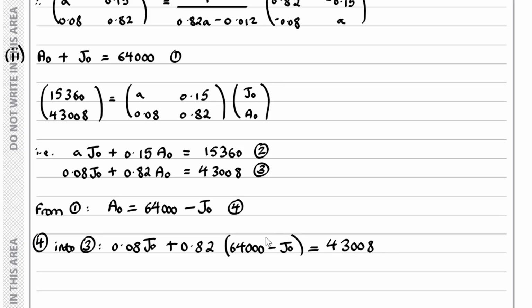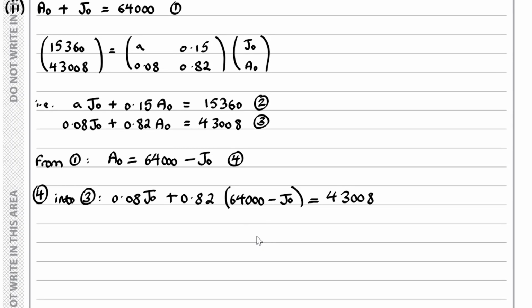So if we tidy all this up, we end up with minus 0.74 J0 equaling minus 9472. Therefore J0 is equal to 12,800, and A0, if we substitute this back into equation 4, is equal to 51,200.